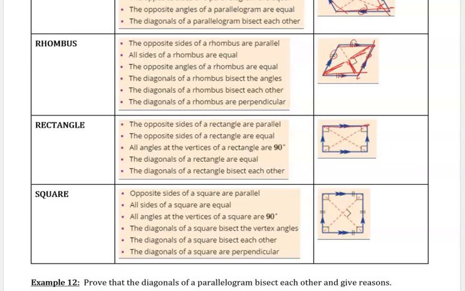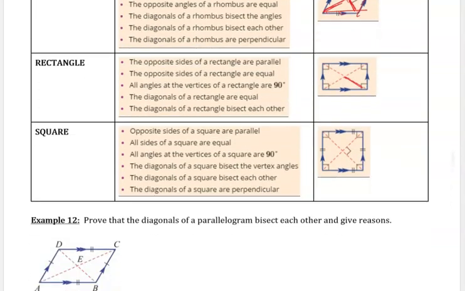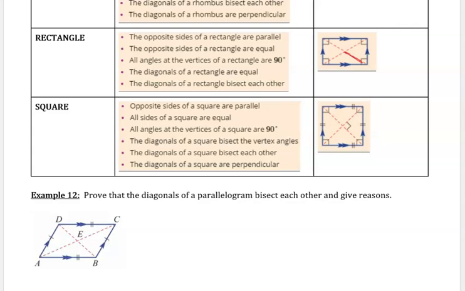A rectangle: parallel, equal, all 90 degrees. And here's our diagonals. Look at that. That gets cut in half by this diagonal, which is also being cut in half. Pretty cool. And a square, opposite sides of a square are parallel. So parallel to parallel, parallel to parallel. All sides are equal. Diagonals bisect and meet at 90 degrees, which makes them perpendicular.